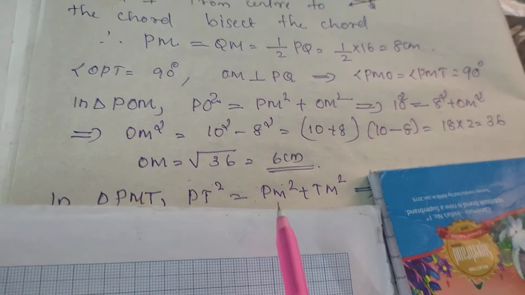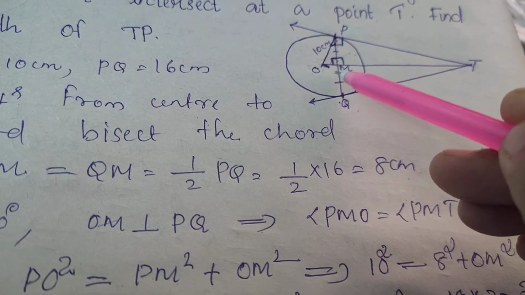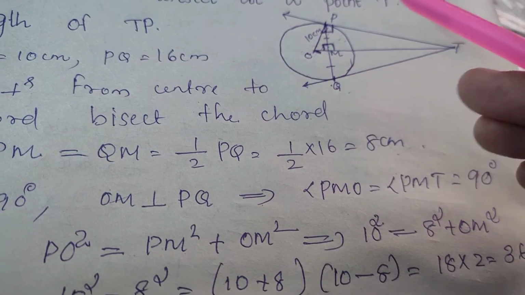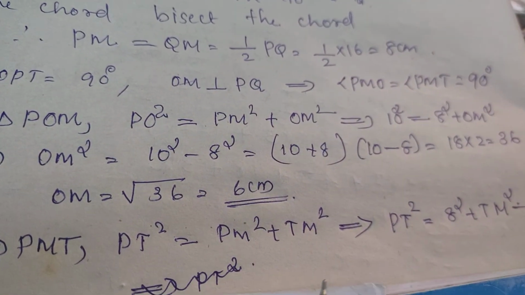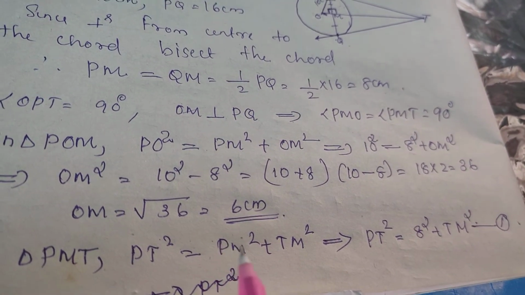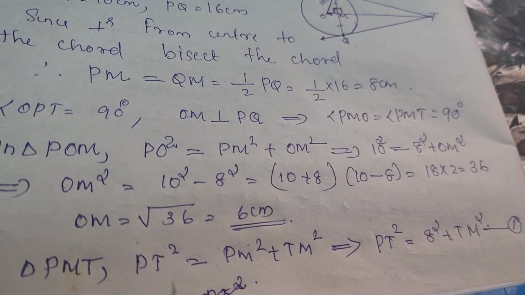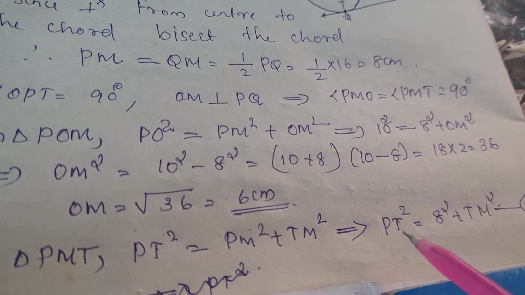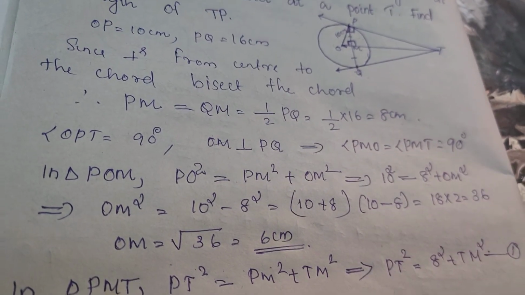Next we consider the next 90 degree triangle. The next 90 degree triangle is triangle PMT. In PMT, the position of 90 is M, so the hypotenuse is the opposite of M, that is PT is the hypotenuse. So next I write in triangle PMT, PT square is equal to PM square plus TM square. In this condition we only know the value of PM, so I just replace PM with 8. PT square equals 8 square plus TM square. Mark that as equation 1.